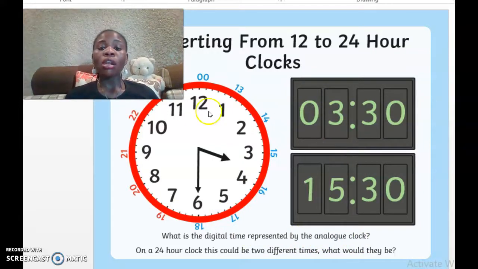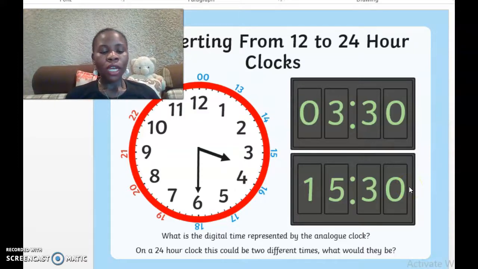The analog clock is this one, the round clock. This one is what we call the analog clock. Then this other one with the colon is what we call the digital clock. Mark the difference. On a 24-hour clock, this could be 2 different times. What will they be? In digital, it could show 03:30 to show the 12-hour clock, and also 15:30 hours to show the 24-hour clock.